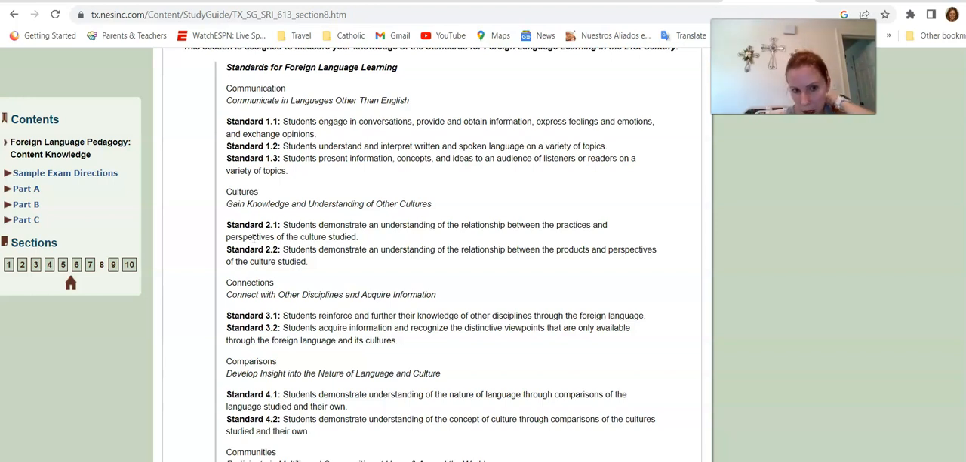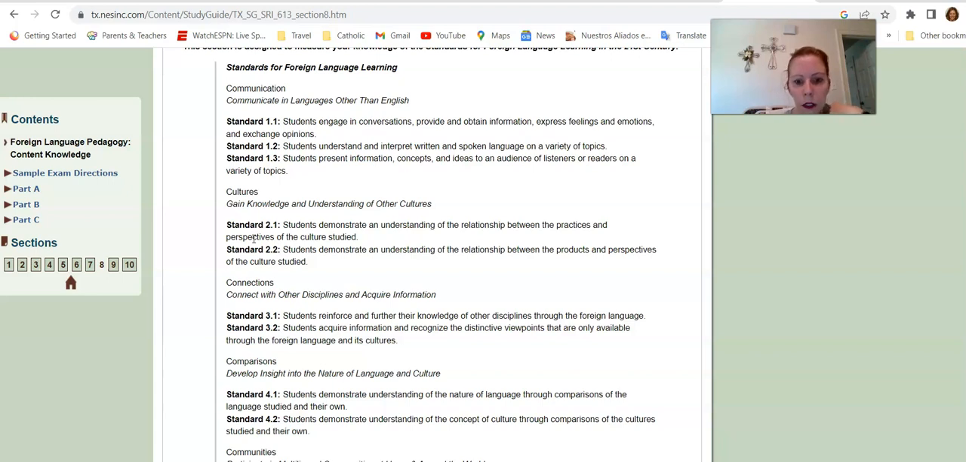Connections. All right, 3.1. Students reinforce and further their knowledge of other disciplines through the foreign language. That means they study another subject in Spanish. So maybe they're studying calculus in Spanish. Okay, 3.2. Students acquire information and recognize the distinctive viewpoints that are only available through the foreign language and its cultures. So they might study a political movement from a specific part of Latin America or Spain, and those viewpoints would be distinctive to that culture.